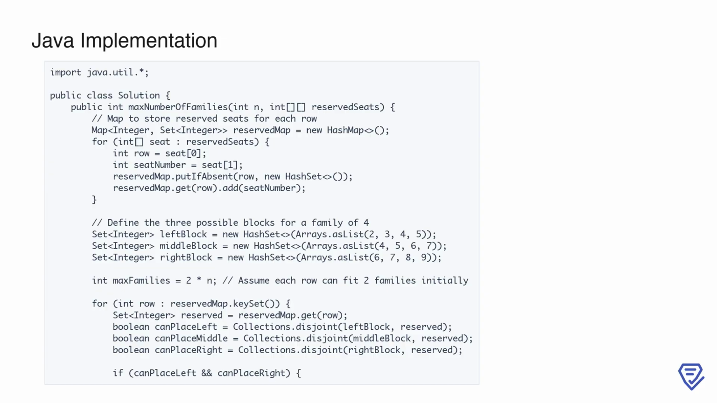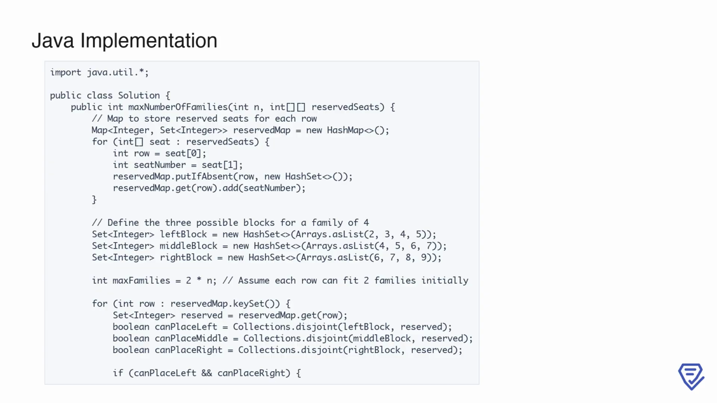To manage the reserved seats, we use a hash map called reservedMap, where the key is the row number, and the value is a set of reserved seat numbers in that row. For each seat in the reserved seats array, we add its seat number to the corresponding row in the map, ensuring that we have a complete record of all reserved seats for each row. Next, we define 3 blocks that represent possible seatings for a family of 4: the left block, middle block, and right block.